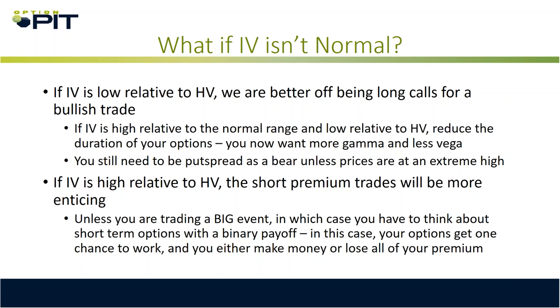If implied vol is high relative to historical vol, short premium trades, again, more enticing. Unless you're trading a big event. If you look down and historical vol is at 10% and implied vol at 20%, and you have a Brexit vote that night, you've got a problem here that does not allow you to sell implied vol, especially in short-dated options. You don't want to be short gamma going into a big event. That's one of the bigger risks you need to take.